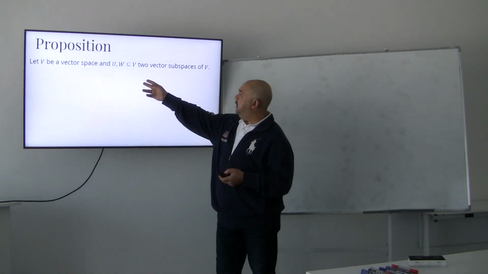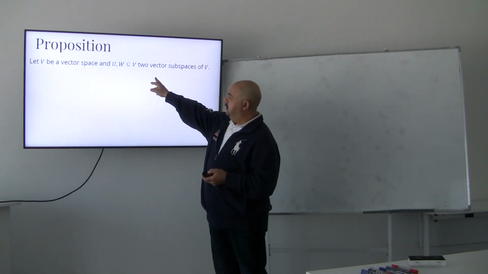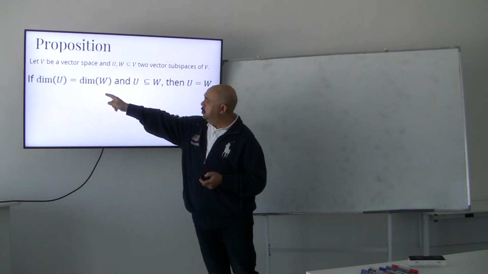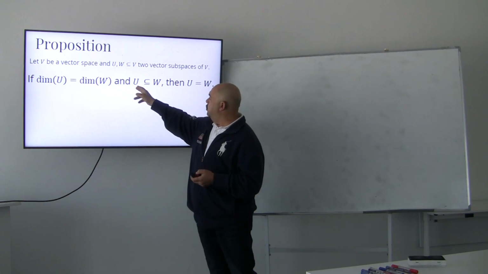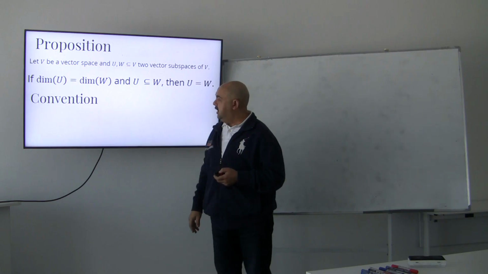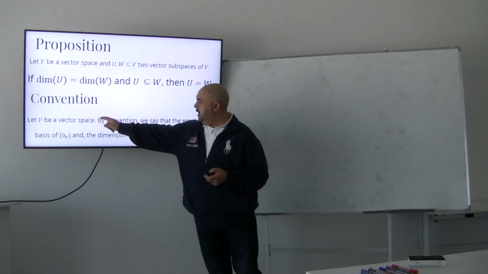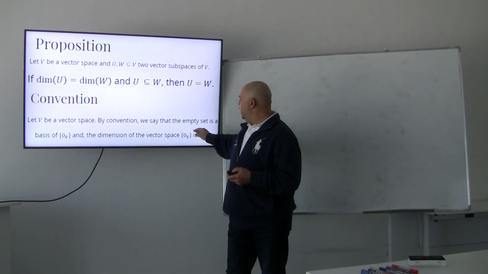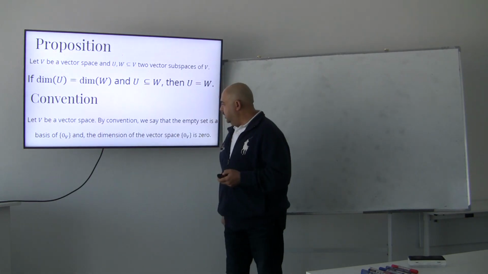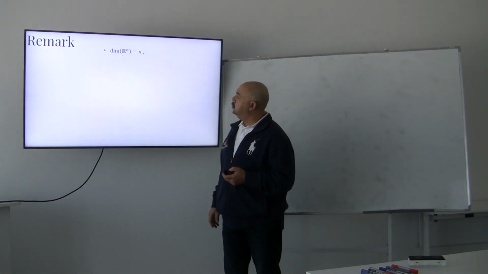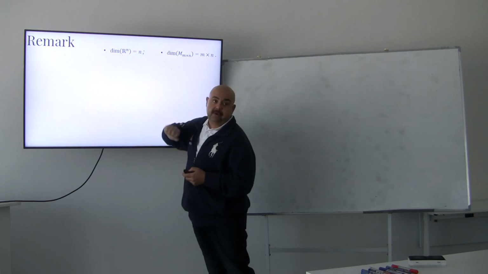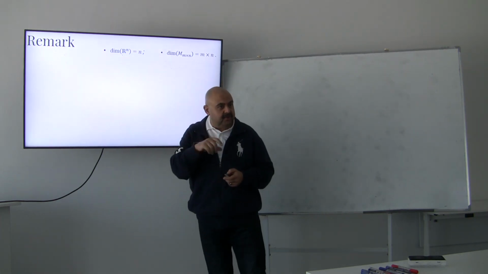Let V be a vector space, and U and W be two subspaces of V. If the dimension of U equals the dimension of W, and U is a subset of W, then both of them are the same, they are identical. Also, let V be a vector space. By convention, we say that the empty set is the basis for the zero space, and the dimension of the zero space is equal to 0. The dimension of Rn is equal to n, which represents the number of vectors that exist in the basis of Rn.